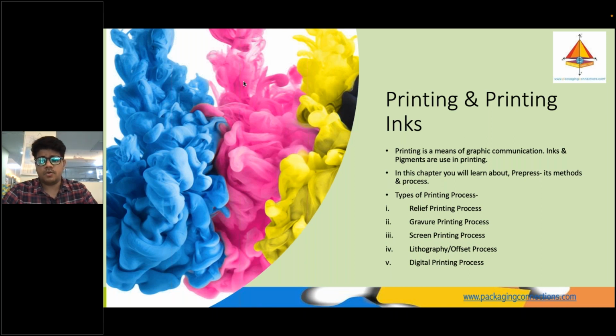And apart from that, you will also get the manufacturing of the processes in printing. And apart from that, there are types of printing processes. You have to learn about that in detail in this chapter, such as the relief printing process, engraving printing process, screen printing, offset lithography, and digital printing, which is very much going around nowadays.